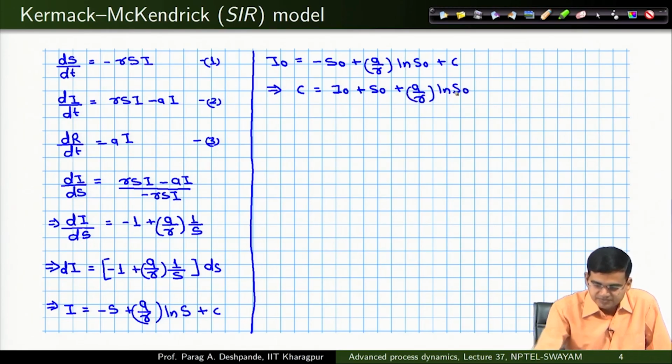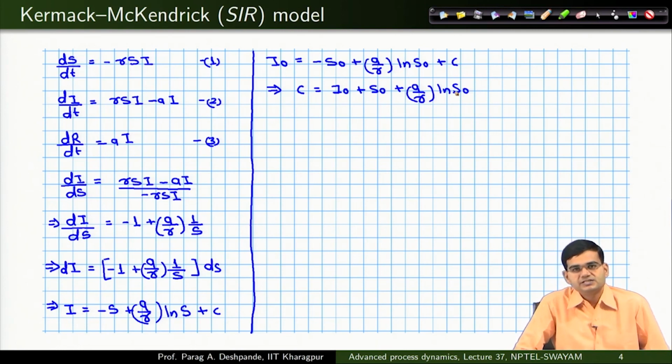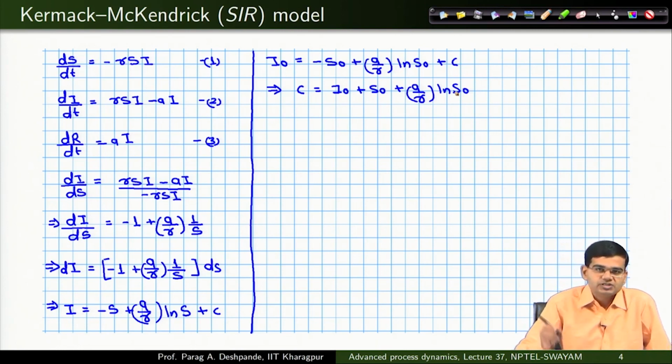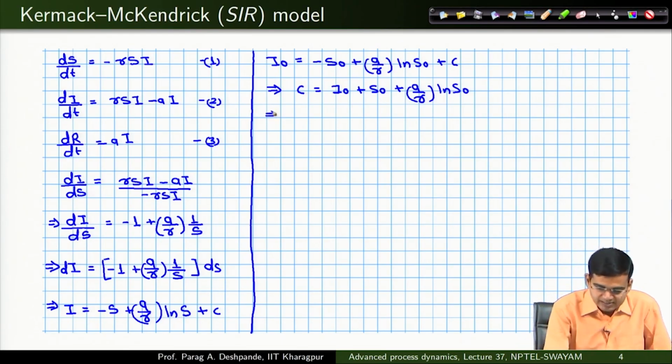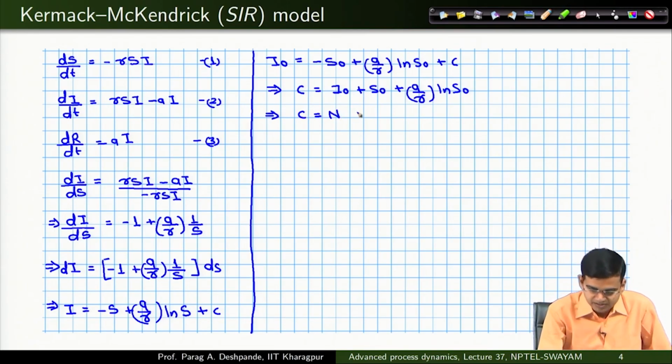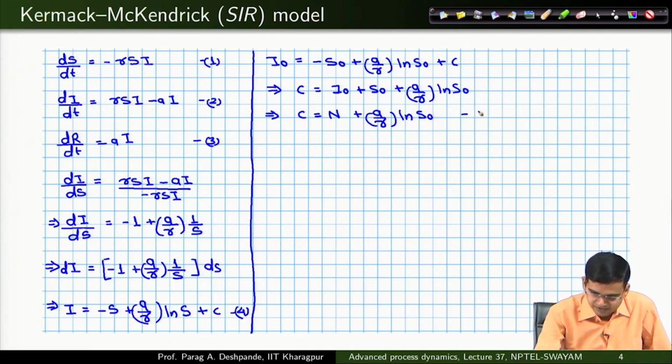ln S0. But what is I0 plus S0? You introduced I0 number of infectives in the population and the rest of the entire population became susceptible. So, therefore, I0 plus S0 is the total population of your system. So, I can write this as C is equal to n, the total population, plus A upon R ln S0. So, equation 4, equation 5.